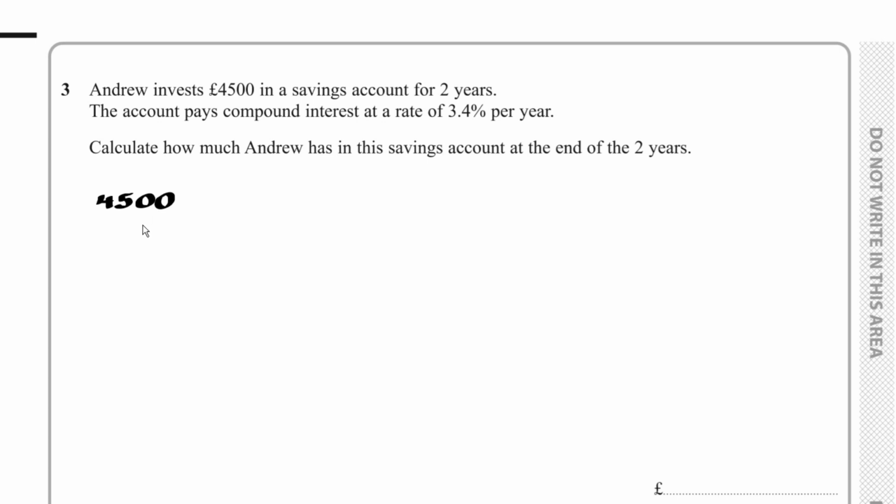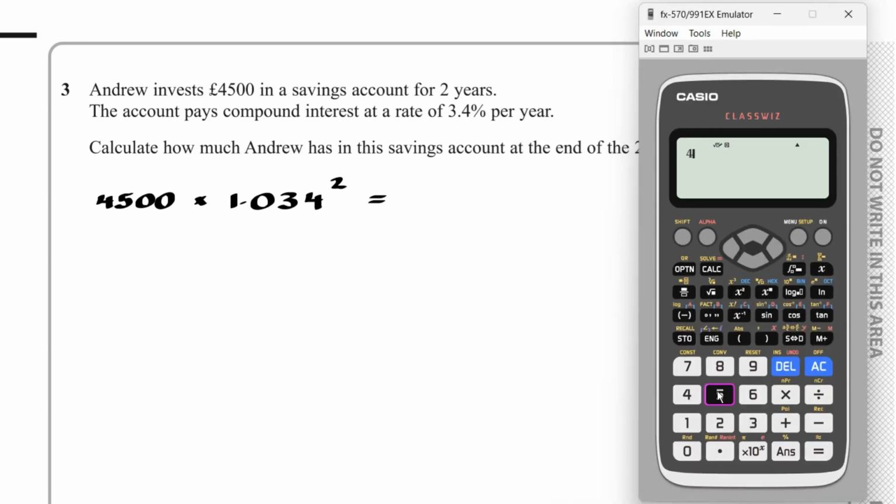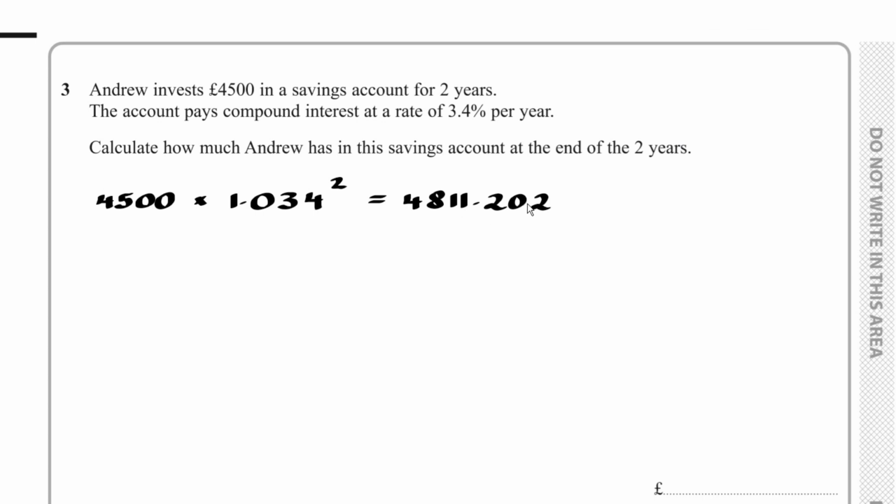So we have the original amount, 4,500, multiplied by the interest rate per year as a multiplier, which is 1.034, and because we are investing for 2 years, we square this. So if I work out what this is equal to, we've got 4,500 multiplied by 1.034 squared. We get 4,811.202. Now, writing this to 2 decimal places, the amount he has in his savings account at the end of 2 years is £4,811.20.